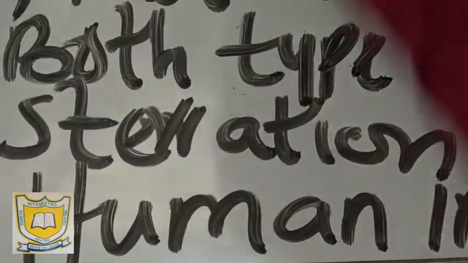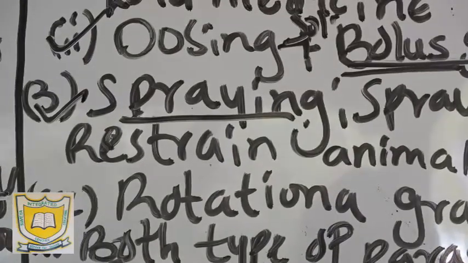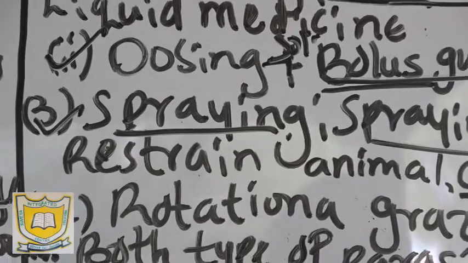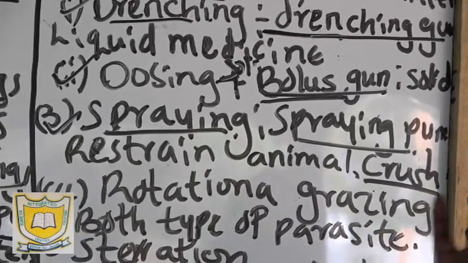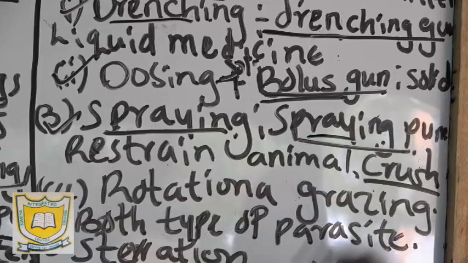Remember, that is all about deworming. Number three, we have spraying. With spraying, we use a sprayer. With a sprayer, we spray the chemicals to the animal. We spray the parts that are affected by external parasites, for example the ears, the hides or skin, by using a sprayer.